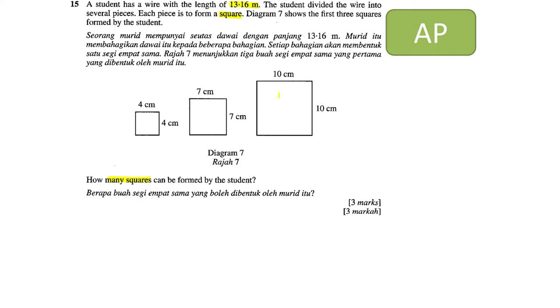But one thing you have to be careful here, the side length here is 4 cm, 7 cm, 10 cm. But the main question they use meter. So before you do the calculation, you have to make sure you are using the same unit. So you either change the cm to meter or you change the 13.16 meter to cm. So we understand it as the total length Sn is less than or equal to 1316 cm. Why do I write less than or equal but not equal? Because maybe for certain conditions, you will not fully use the whole wire. You cannot use more than this value, right?